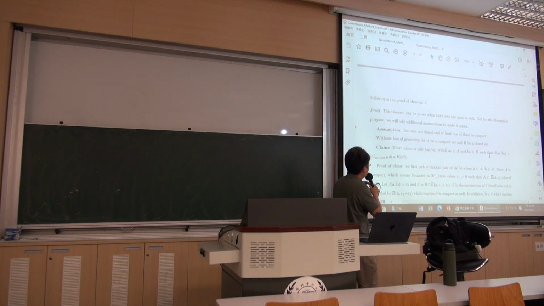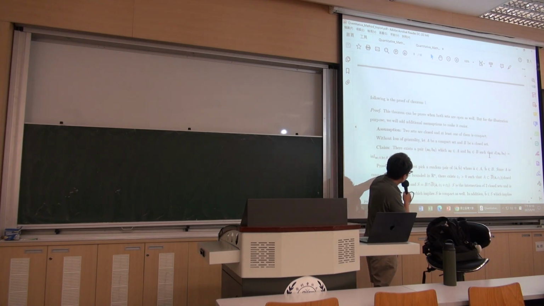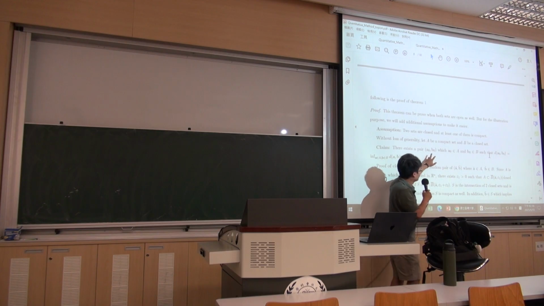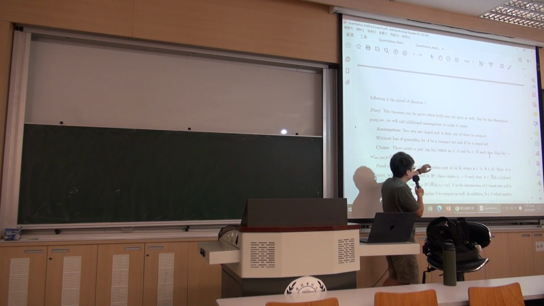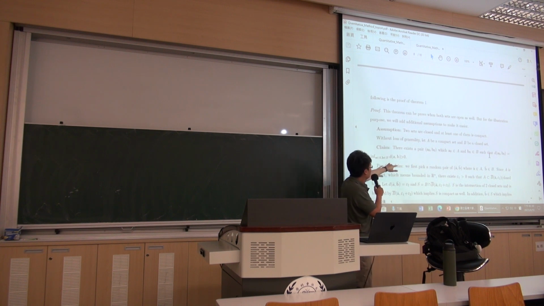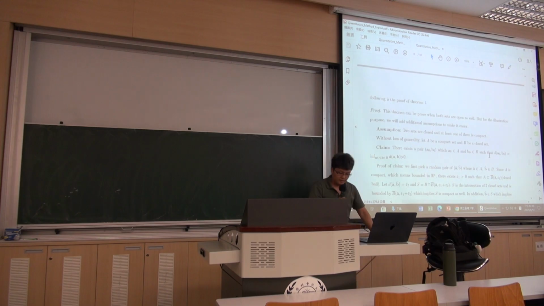First, I want to claim that there exists a pair, A0 from A and B0 from B, such that the distance between these two reaches the infimum of the distances over all pairs. Let me draw a graph here.